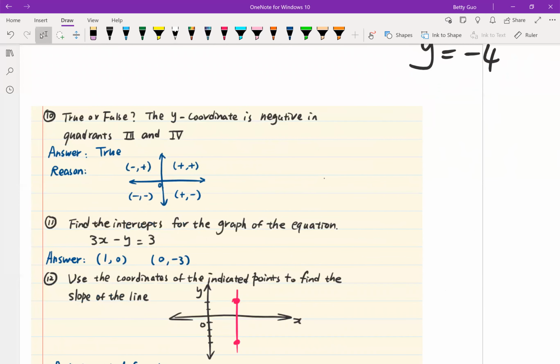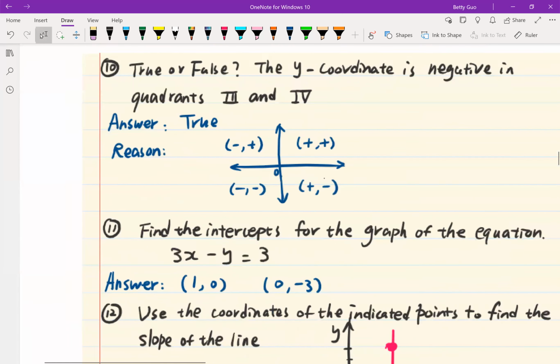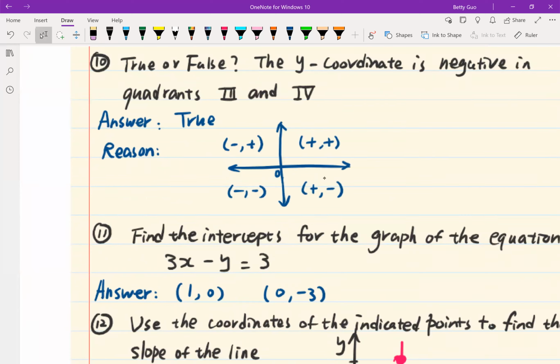Number 10. True or false? The y-coordinate is negative in quadrants 3 and 4. In quadrant 1, both x and y are positive. Quadrant 2, x is negative, y is positive. Quadrant 3, both x and y are negative. Quadrant 4, x is positive, y is negative. So the statement says the points in quadrant 3 and 4 have y-coordinate negative. That is true.